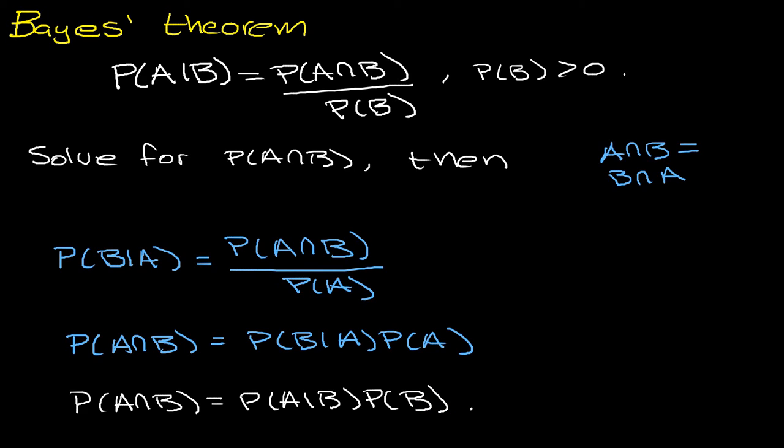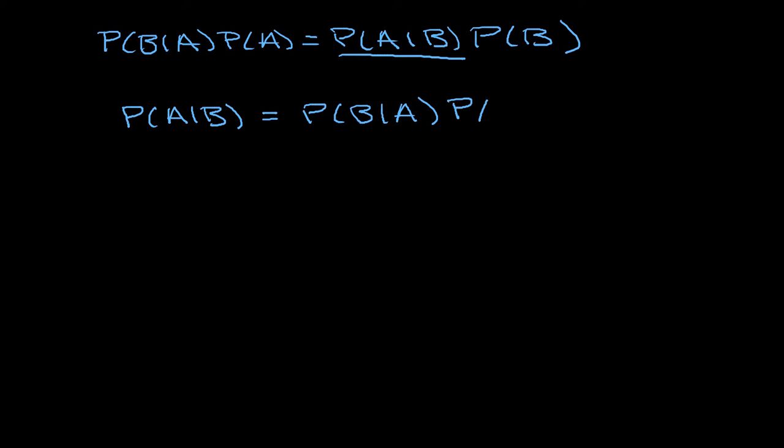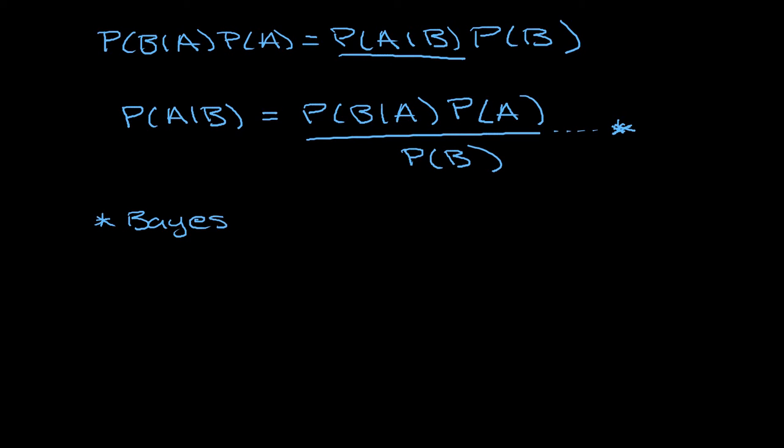So let me write that in a new slide. Probability of B given A times the probability of A is the same as the probability of A given B times the probability of B. So now again let's solve for this, and we will have probability of A given B is going to be P of B given A, times probability of A over probability of B. And this, guys, is called Bayes' theorem. This little star equation is what's known as Bayes' theorem.